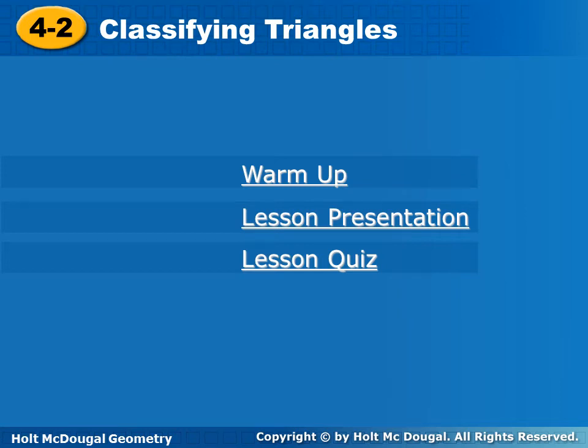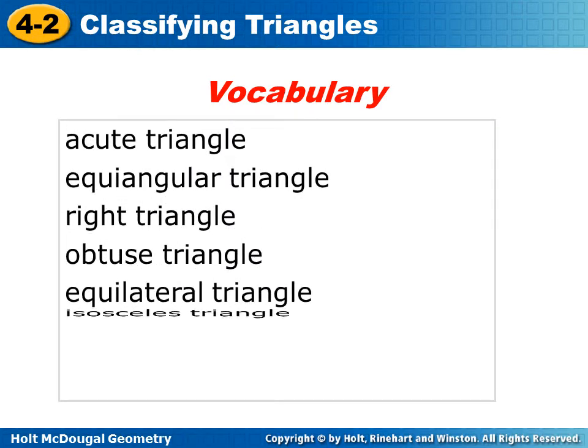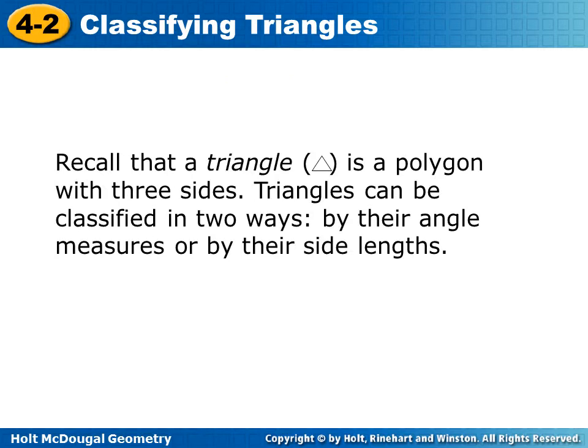Today we're going to talk about classifying different types of triangle. Our vocabulary for today is acute triangle, equiangular triangle, right triangle, obtuse triangle, equilateral triangle, isosceles triangle, and scalene triangle. Recall that a triangle is a polygon with three sides. Triangles can be classified in two ways, by their angle measure or by their side lengths. Every time we talk about a triangle, we'll be using that triangle symbol that's in parentheses.